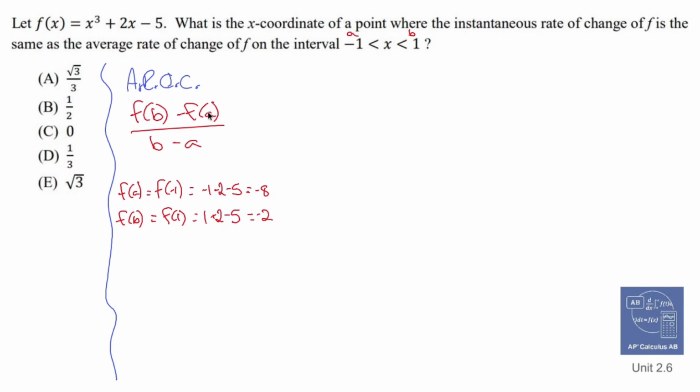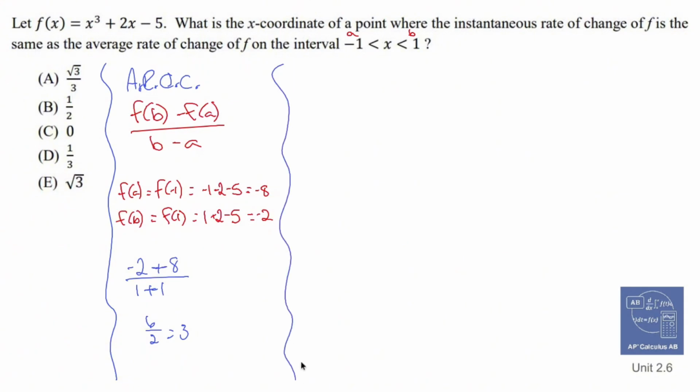So f of b minus f of a is going to be -2 minus -8, over b minus a, which is going to be 1 minus -1. So the minus and minus become plus signs. That is 6 over 2, which is 3. So the average rate of change is 3.